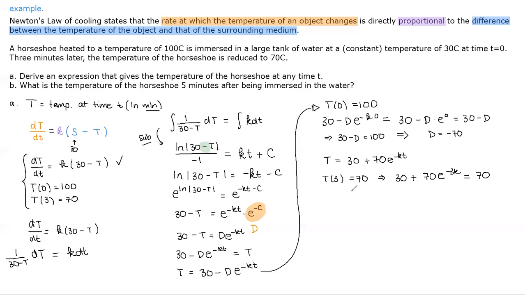So this tells me that 70 e to the power of minus 3 times k is going to be equal to 70 minus 30, which is 40, which means that e to the power of minus 3k, if I divide both sides by 70, is going to give me 40 divided by 70, which is the same as 4 divided by 7.